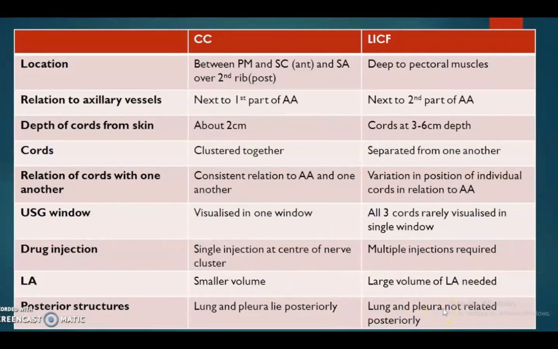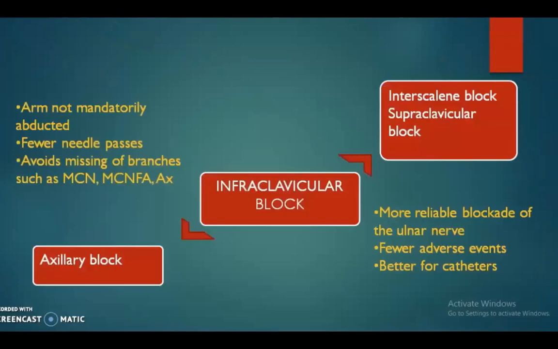So, in conclusion, the intraclavicular brachial plexus block is quite an effective block with a good success rate and dense blockade, which is good for forearm, elbow, and hand surgeries. The advantage it holds over the more proximal blocks such as the interscalene and supraclavicular block is that there's a more reliable blockade of the ulnar nerve. There are fewer adverse events such as hemidiaphragmatic palsy and Horner's syndrome, and it's also a better suited place for catheters.